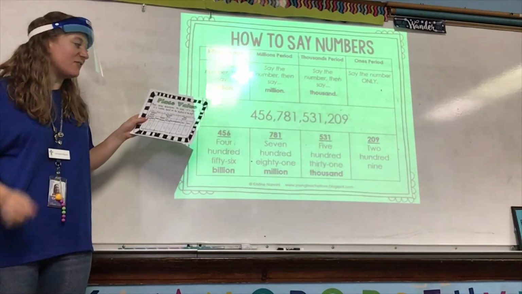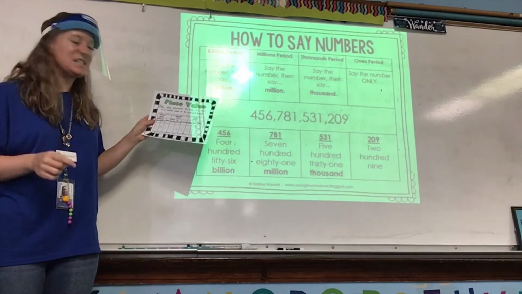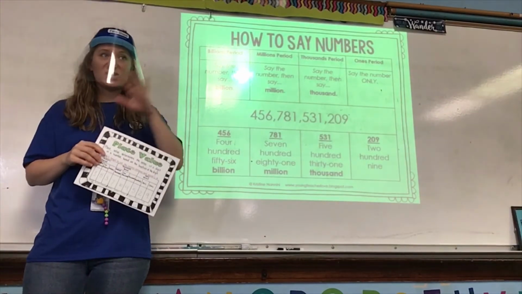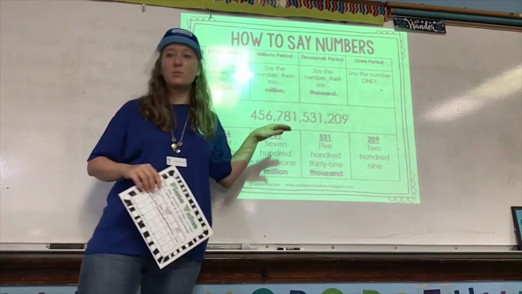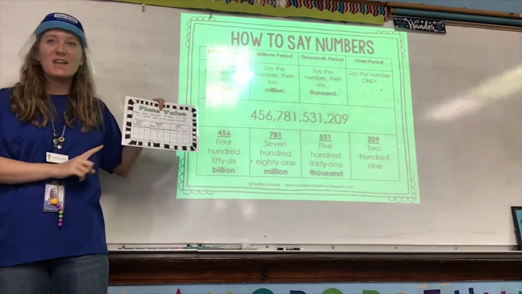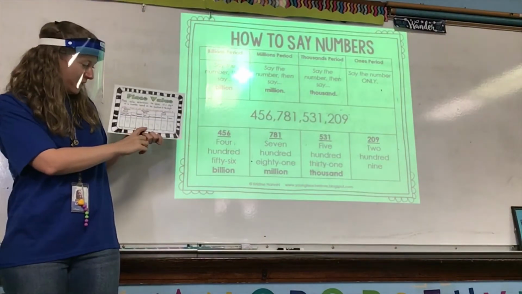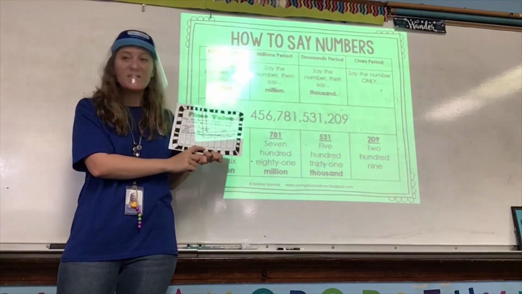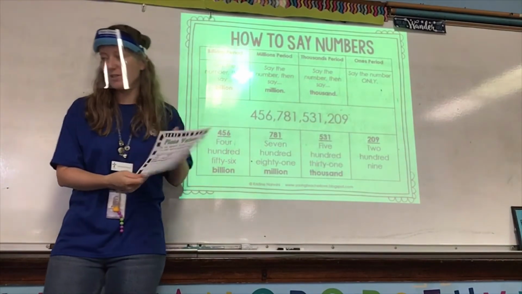Place value determines the value, which means how much it's worth, of a digit in a number based on the location of the digit. So we know that a digit is just a number, like this 4 is a digit. Once we put a bunch of digits together, then we get a number. So depending on where that digit is in a number is how much it's worth. For example, if you look at this 6 in the 10,000s place, that 6 is worth 60,000. And as we go through this lesson today, this is going to make a lot more sense.